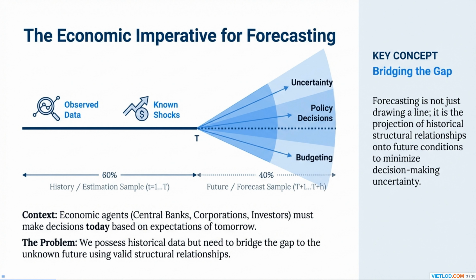Economic agents, from central banks to corporations and investors, are constantly making decisions today that hinge on their expectations of tomorrow. This slide underscores the fundamental economic imperative for forecasting. We have a wealth of observed historical data and can account for known shocks up to a certain point in time. The critical challenge lies in bridging the gap between this known past and the uncertain future.